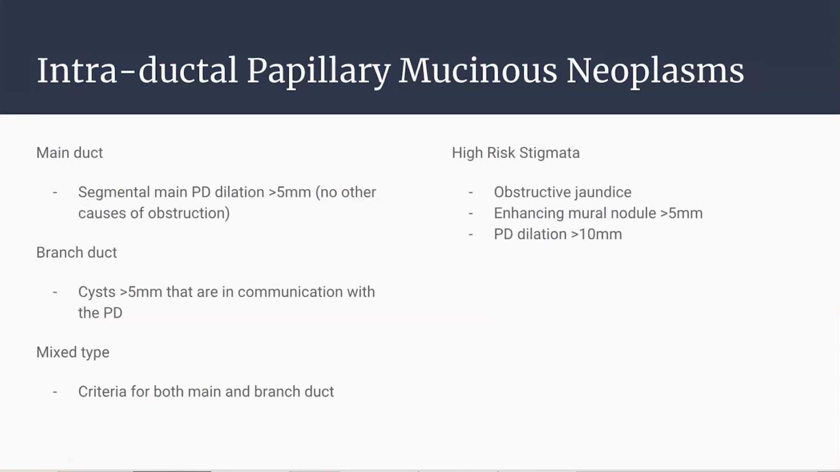There are also high-risk stigmata that are also concerning for malignant degeneration. These include obstructive jaundice, an enhancing mural nodule greater than 5 millimeters, and a pancreatic duct dilation greater than 10 millimeters.